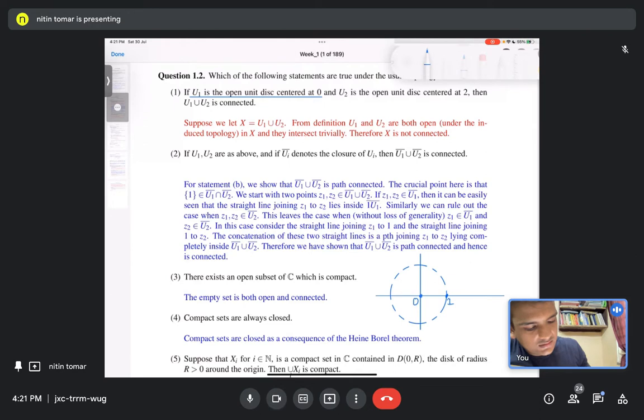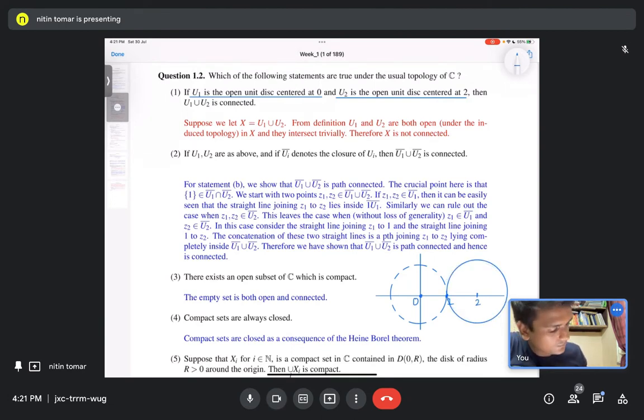And what else does it say? That u2 is the open unit disk centered at 2. So if this is my 2, my unit disk will be here, centered at 2. So this is also open, which means this one is not included. So there is a hole. Here is 1, and this one is not included.